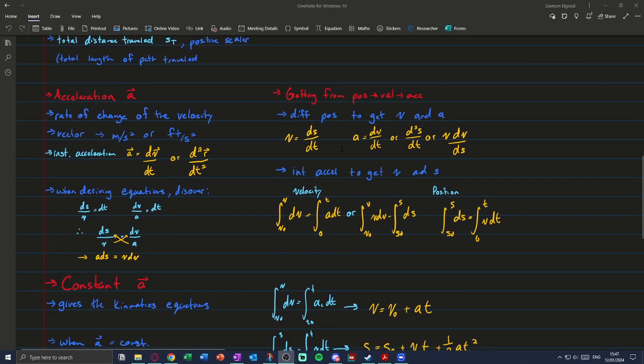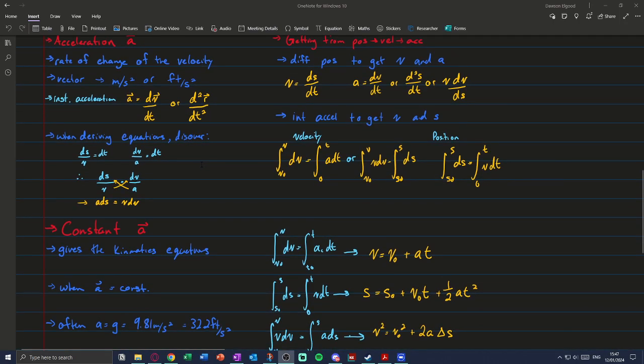So now we get into acceleration. Acceleration is the rate of change of velocity, measured in meters per second squared or feet per second squared. Instantaneous acceleration is going to be the derivative of velocity, or the second derivative of the position vector. And so when we're deriving the equations, we discover this.